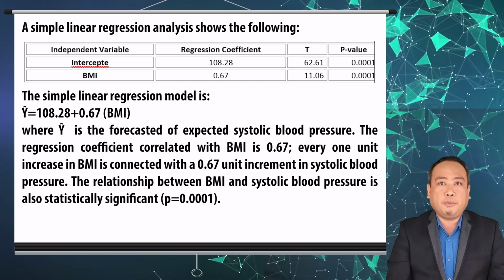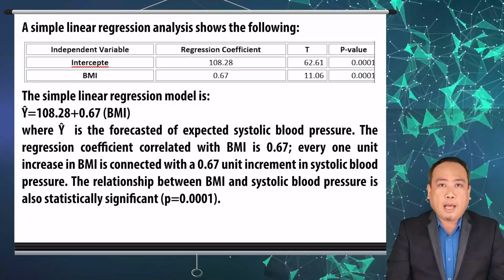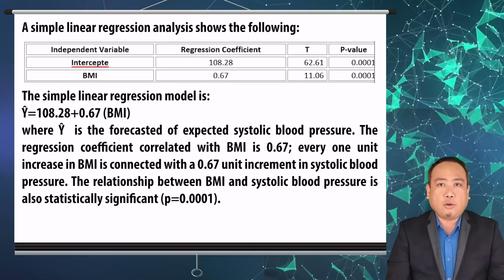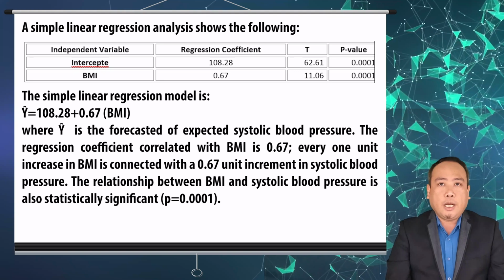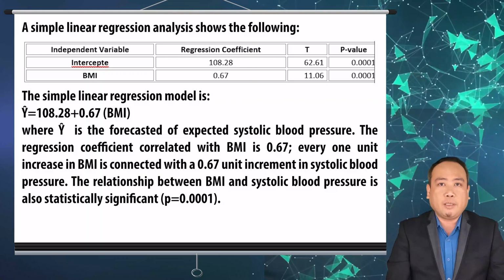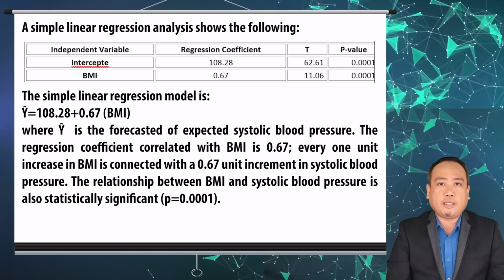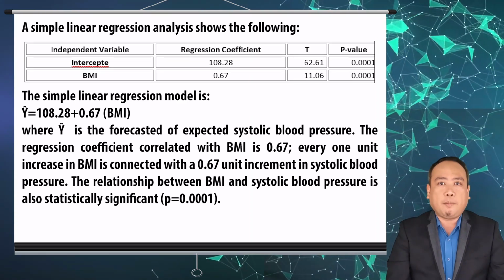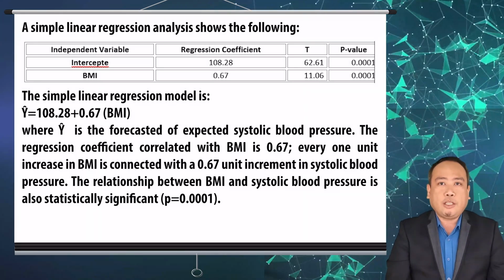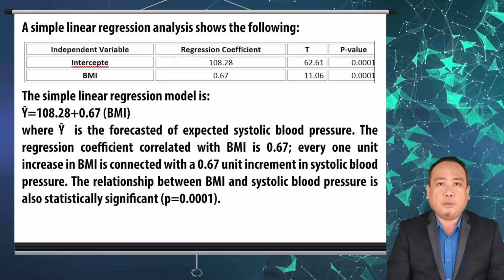The simple linear regression model is given by y is equal to 108.28 plus 0.67 BMI, where y is the forecasted or expected systolic blood pressure. The regression coefficient associated with BMI is 0.67, where a 1 unit increase in BMI is connected with a 0.67 unit increment in systolic blood pressure. The relationship between BMI and systolic blood pressure is also statistically significant, where P is equal to 0.0001.